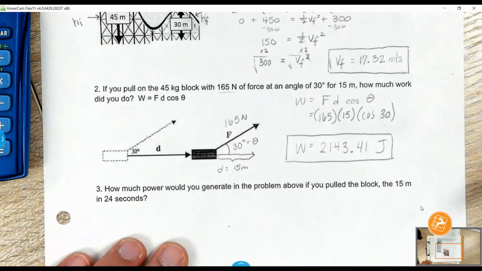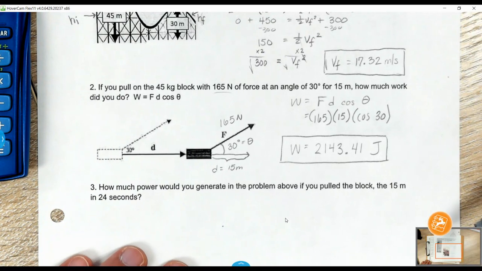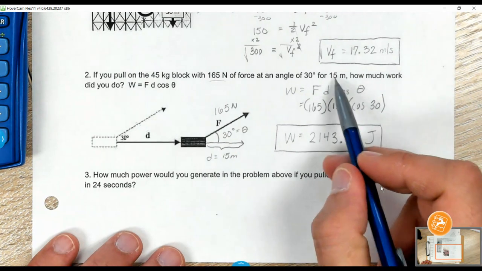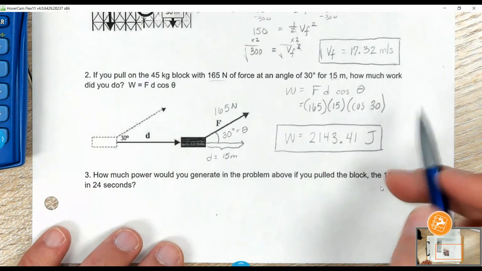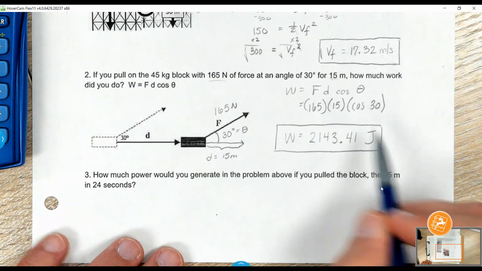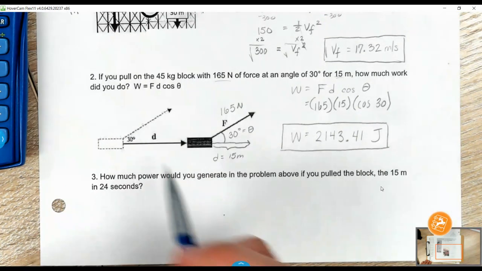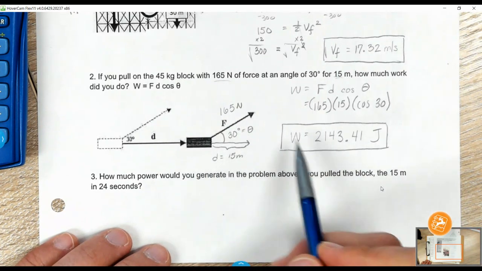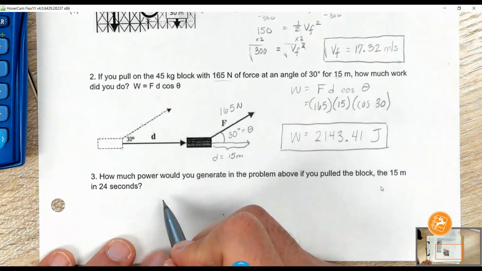Next problem asks, how much power would you generate in the problem above if you pulled the block the 15 meters in 24 seconds? So again, we don't need anything else but this 15 because they're referring to the part above. So they're just saying if you drag this block 15 meters, but it took you 24 seconds, how much power is that?